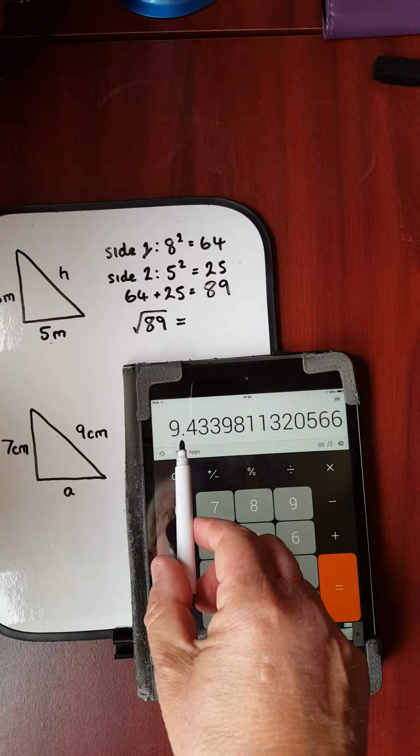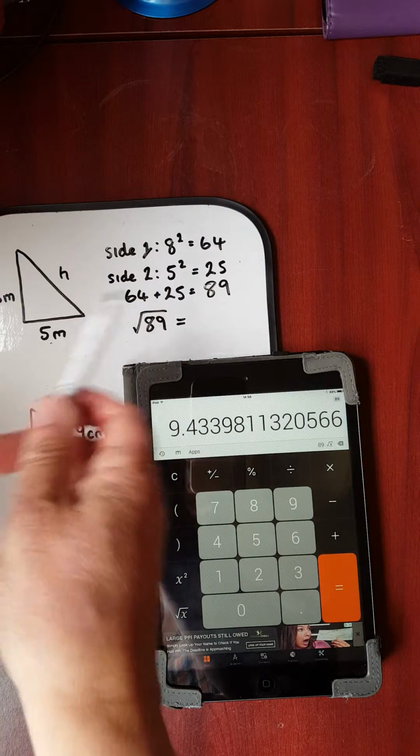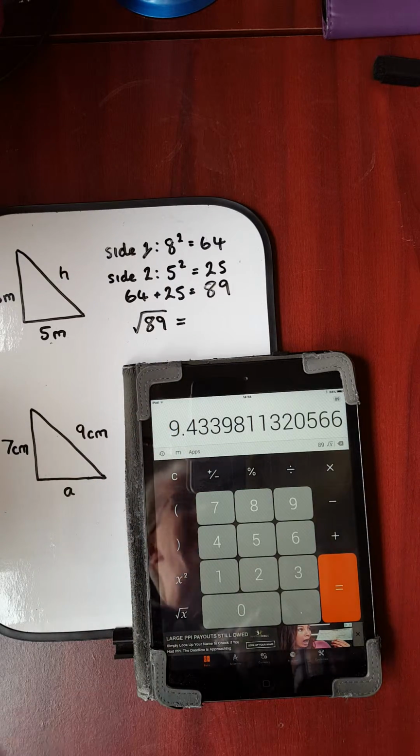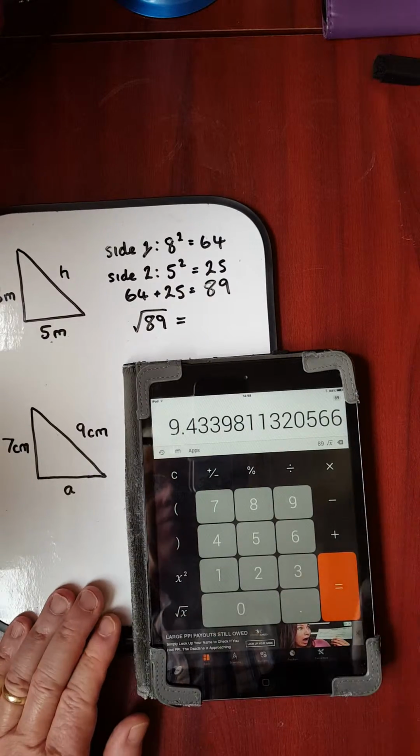Use your common sense. The square root of 81 is 9. The next square number up is 100. Square root of that is 10. So it is going to be a number between 9 and 10. So that makes sense. 9.43.